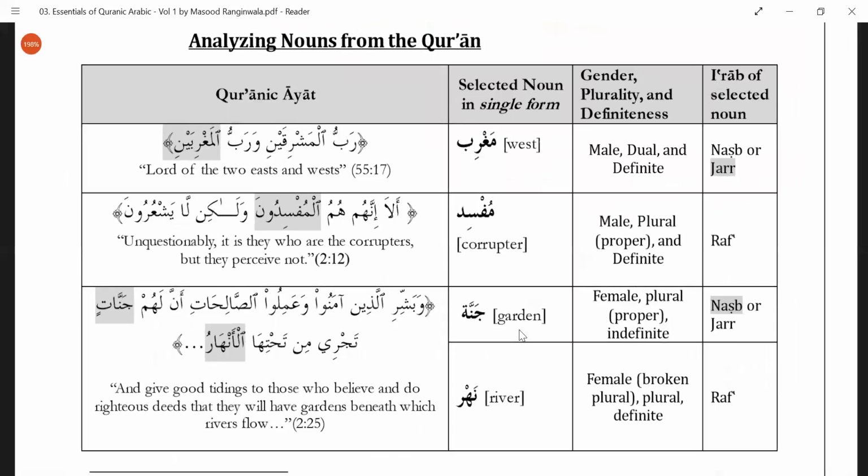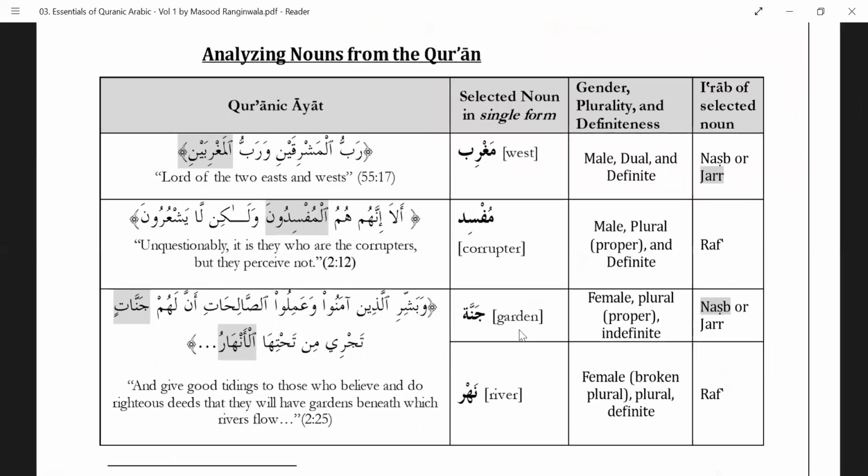There are some examples given here. Just go over them. We will discuss them in the group. Once you have gone through it, take it as an activity. Don't look at the answers first, try to do it on your own. Look at these highlighted words. Try to identify all the four properties, which are gender, masculine or feminine, single, plural or dual, definite or indefinite, and the i'rab, rafa, nasb or jar. Same way for this one and the next one.